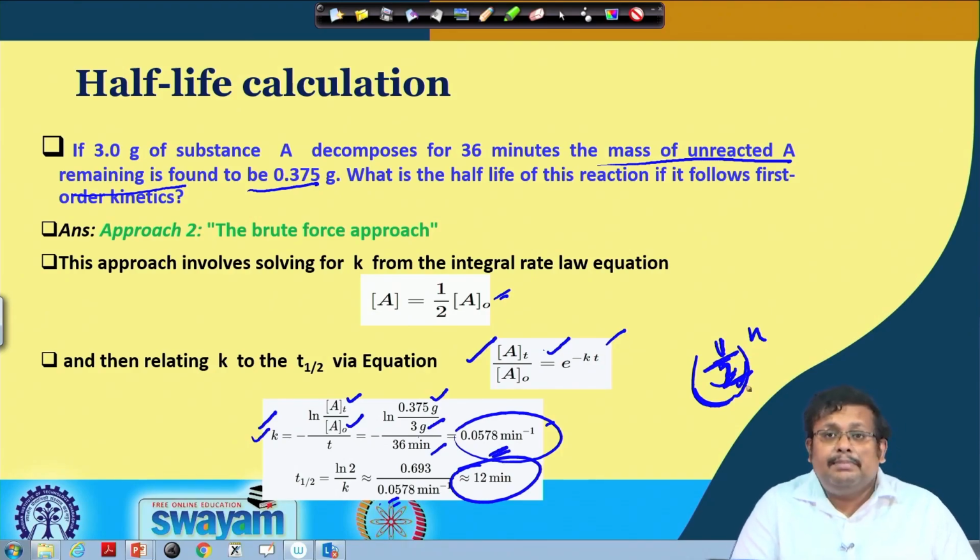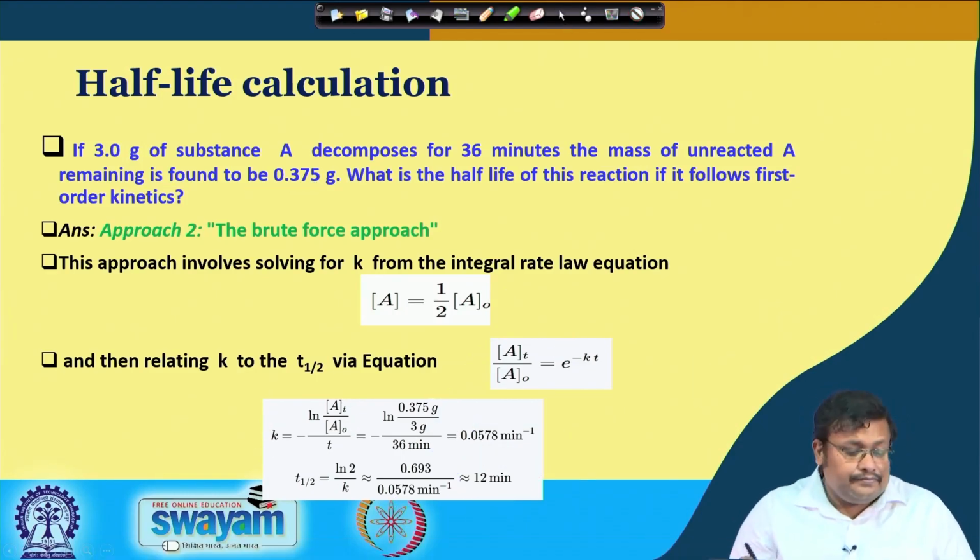in the first simple inspection approach we have seen that 3 half order cycles have gone. However, in this case if that does not follow this simple rule of 1 by 2 to the power n, then we will go for this brute force approach.